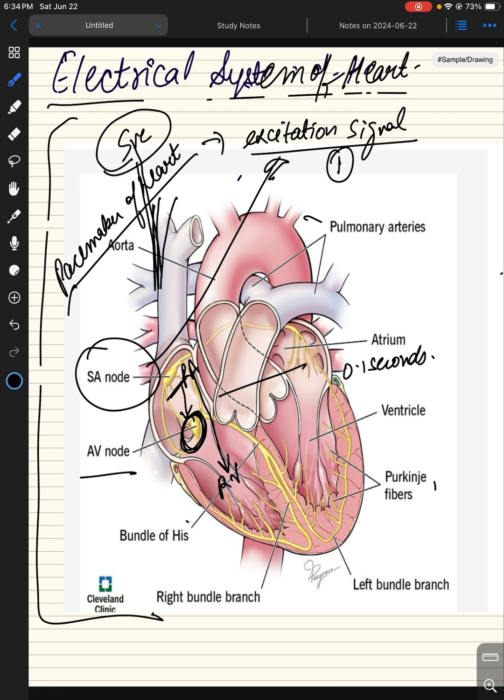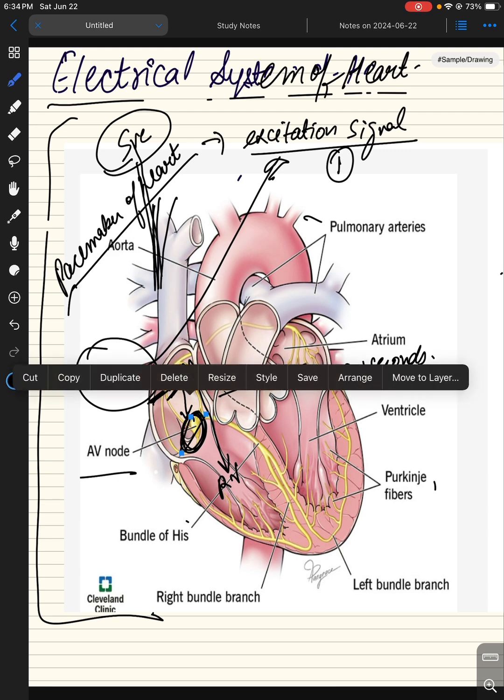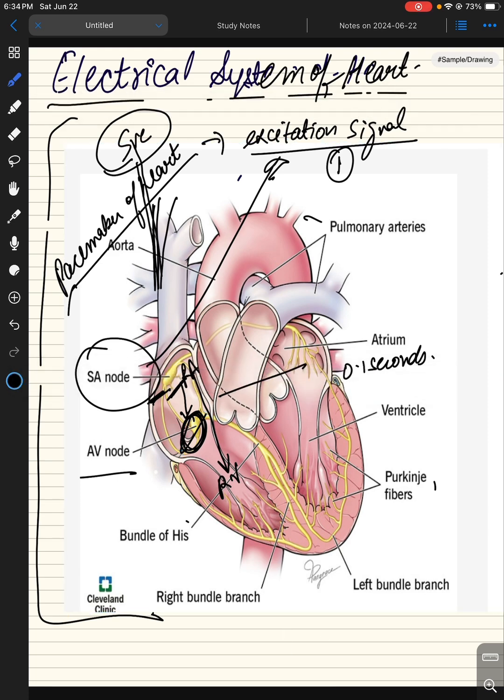This delay ensures that your atria are empty of blood before the contraction. So you are thinking, okay, the signal is started from here and then it holds the signal for 0.1 second. Why does it do that? So that your atria can properly be empty, right? Your AV node is located in the area connecting atria and ventricle. So this is the center of the heart.